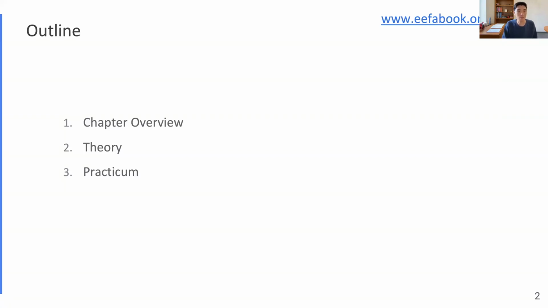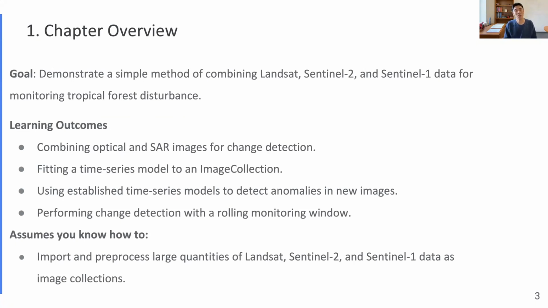Okay, so starting with the chapter overview, the goal is to demonstrate a very simple method of how to combine data from Landsat, Sentinel-2, and Sentinel-1 to monitor tropical forest disturbance. What we'll learn is how we can combine optical and radar remote sensing images for change detection, how we can fit a time series model to time series data that is presented as an image collection, how we can use the time series model to detect any anomalies in the newly collected image as an indicator of changes that are happening on the ground, and how we can perform the change detection and actually create a map of these changes.